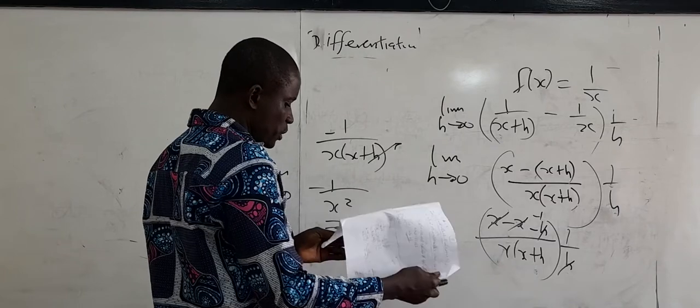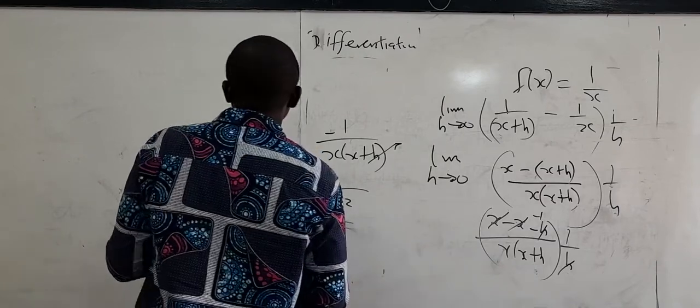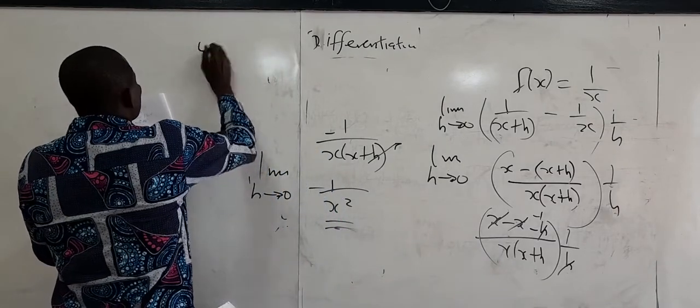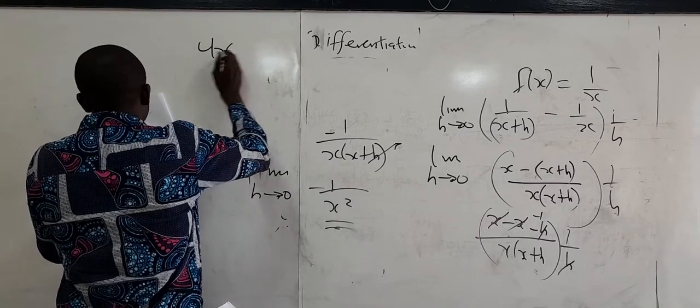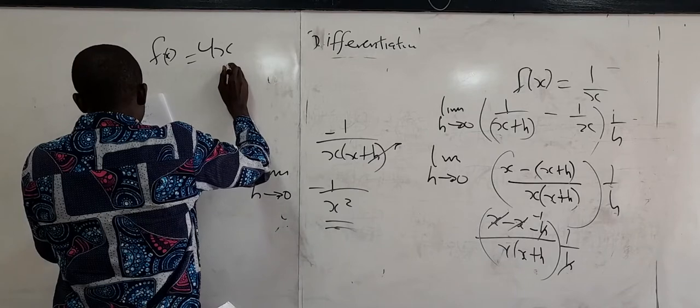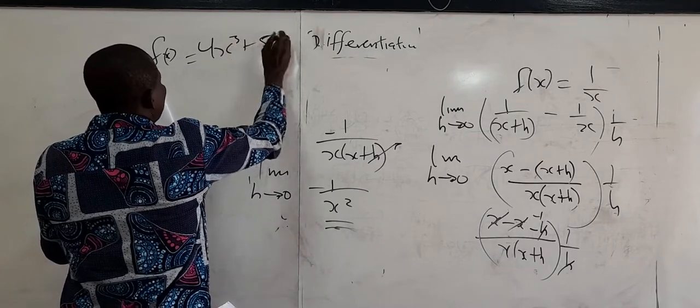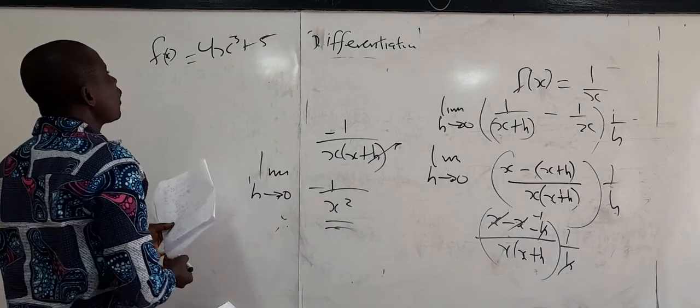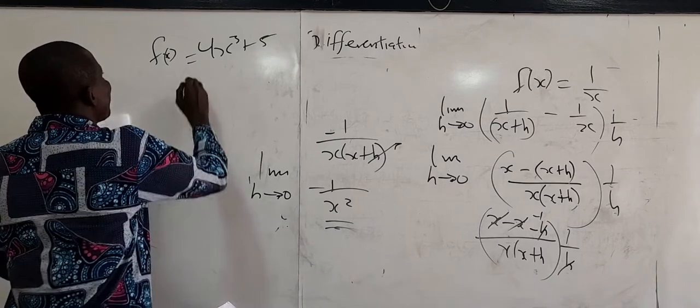Let me see if I'll be able to get... Try your hands on this one. We have f(x) is equal to 4x cubed plus 5. You know that if you use the ordinary method, it would have been what?